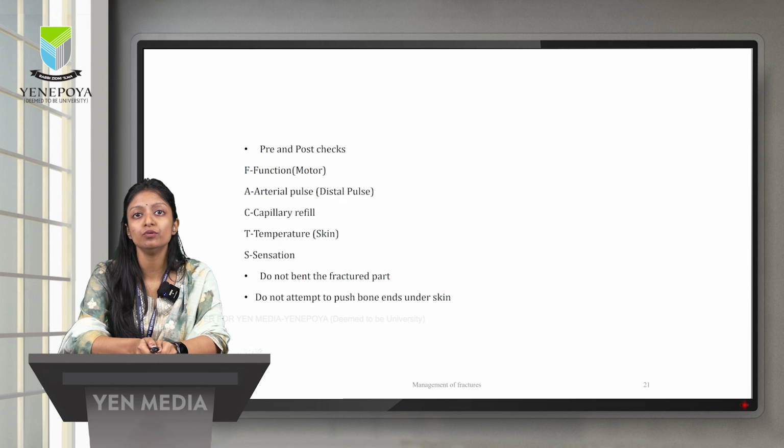Next, we have to check before and after. What? First, function, that is motor function, we have to check. We have to see whether the motor function is working or not. Then we have to check the distal pulse or arterial pulse. Then we check for capillary refill. We hold the nail bed for a second and then leave it. If the blood returns in 2 seconds or less, then it is fine. Otherwise, there is a problem.